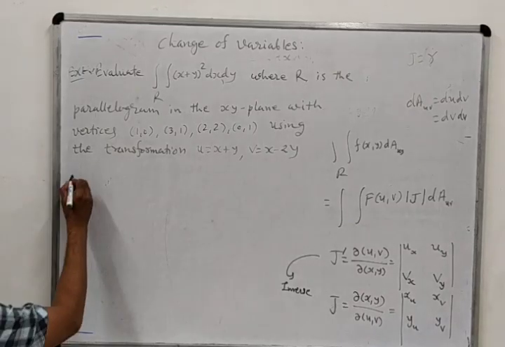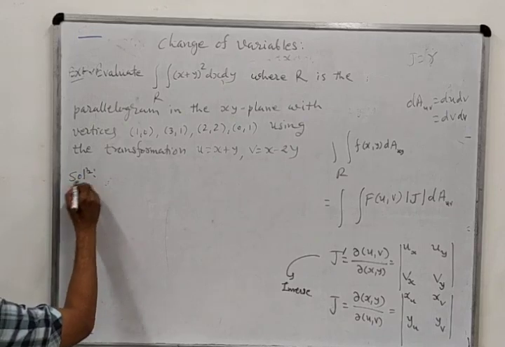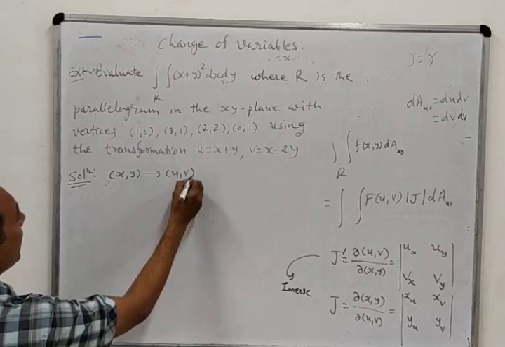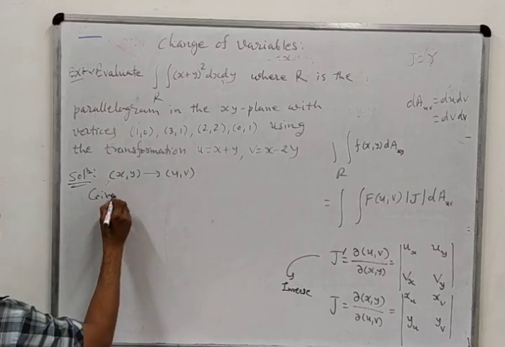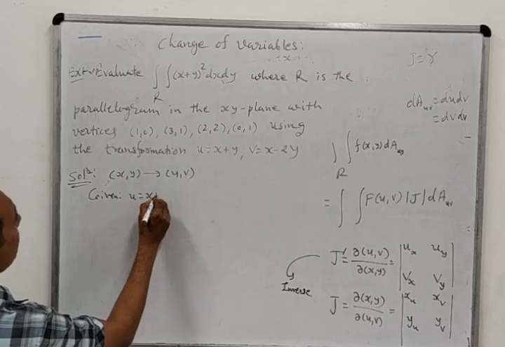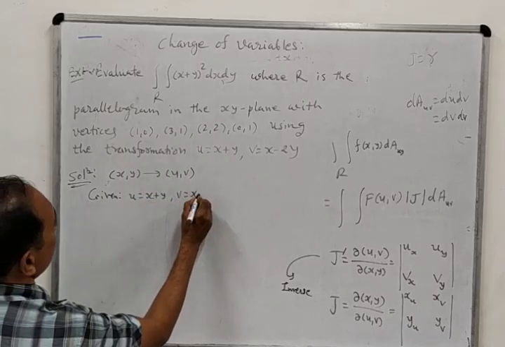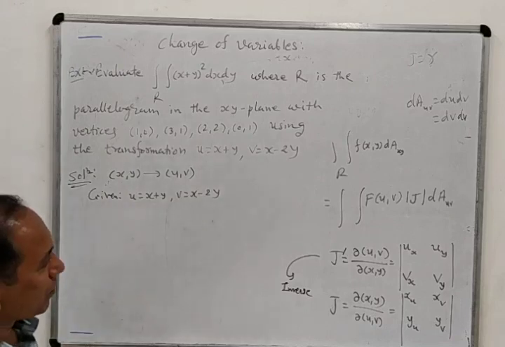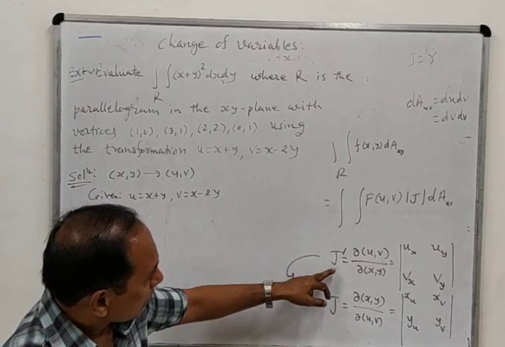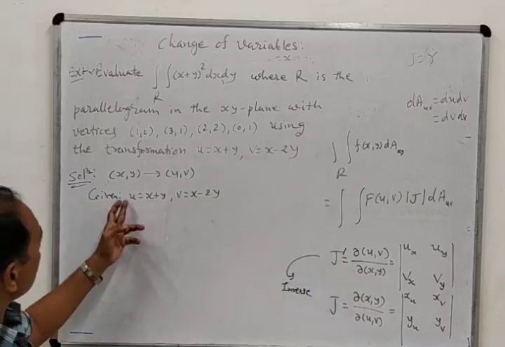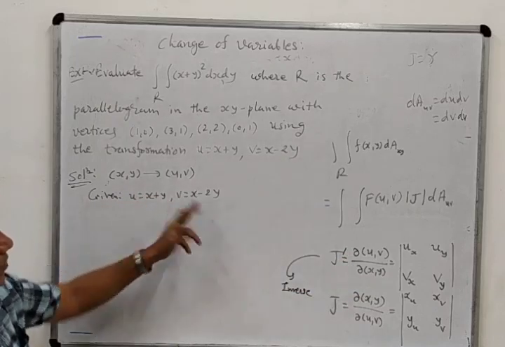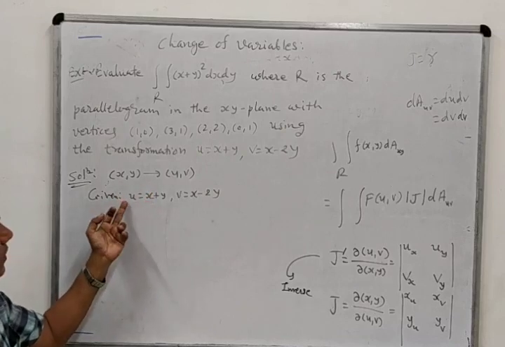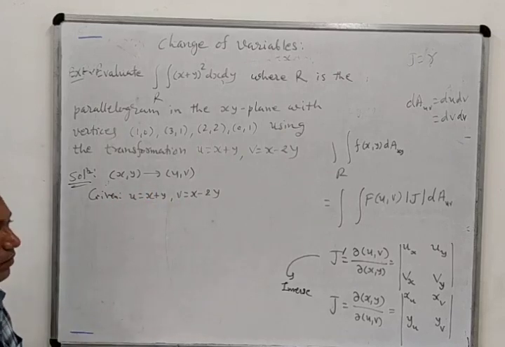So here in the solution, we want to convert this problem from xy to uv. And what is given to us? u equal to x plus y and v equal to x minus 2y. So first of all, we will find the Jacobian. Which one is better for us to find? Here it is better to find J', because u and v both are given as functions of x and y. So it is better to find derivative of u with respect to x, with respect to y. Same for v.